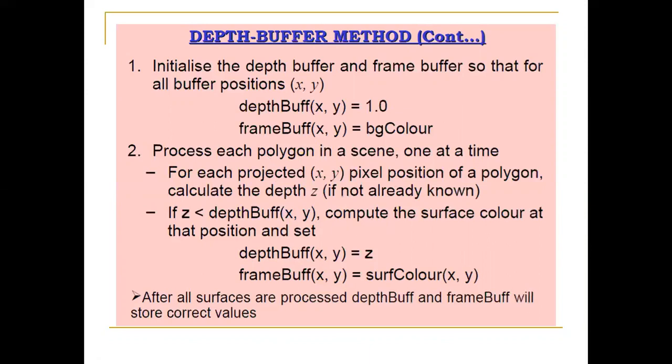If z is less than the depth buffer, compute the surface color at that position, and set the depth buffer at x, y equal to z, and the frame buffer to the surface color of that particular surface. After all the surfaces are processed, the depth buffer and the frame buffer will store the correct values.